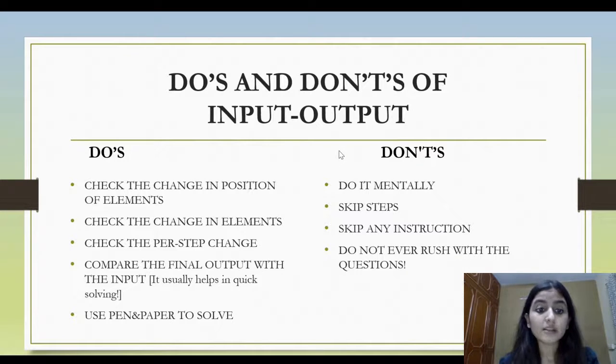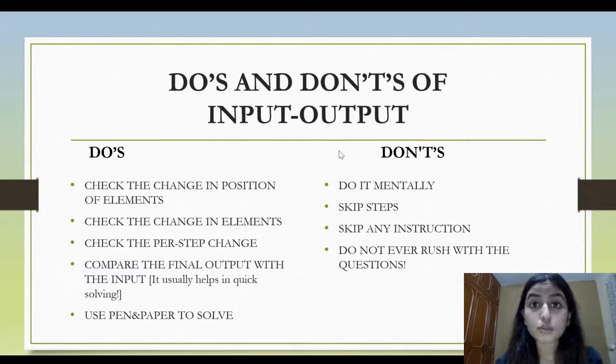Next, do compare the final output with the input. Now you might think that this is such an easy thing to do. However, while it is easy, as you go on to do more advanced questions, students forget to do this. What they try to do is find the per step change first and then try to find the final change in output. However, if you do the reverse, that is, if you first compare the input with the final output, you'll realize that solving the question actually becomes easier and faster.